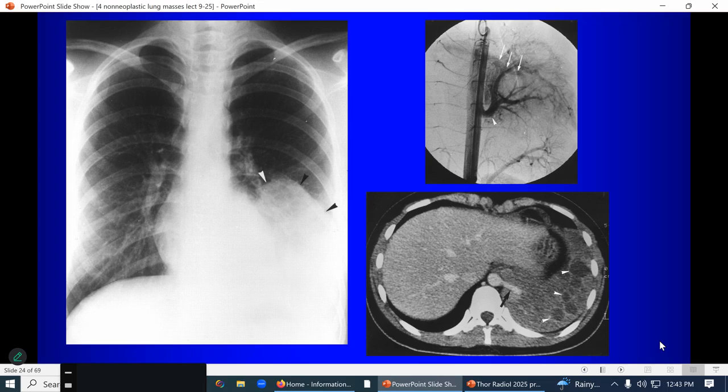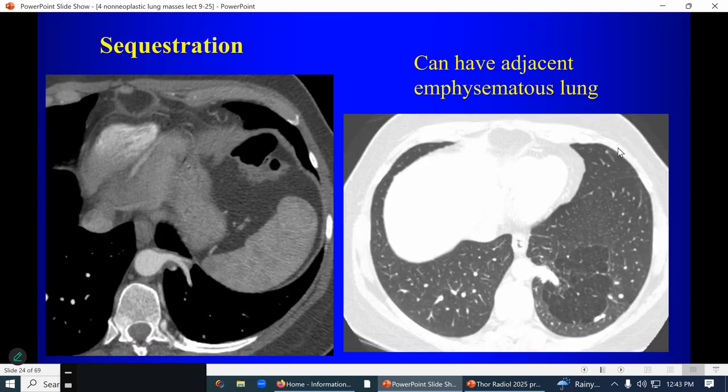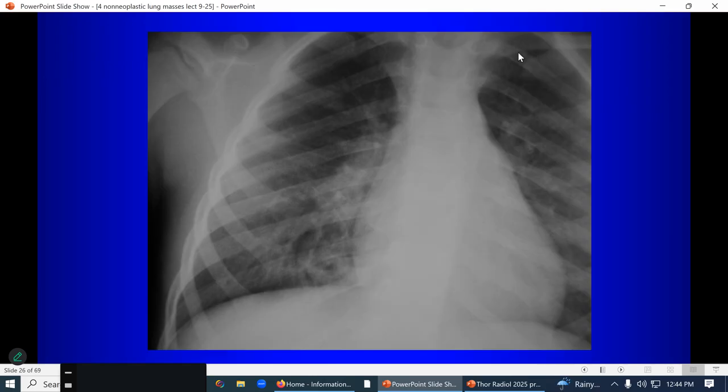Another example, mass at the lung base. They can have a complex appearance with fluid within them, and then you see this large artery supplying the lesion, so that is a sequestration. Another one, systemic arterial supply, surrounding air trapping, surrounding emphysematous lung. That's a common finding associated with sequestration.